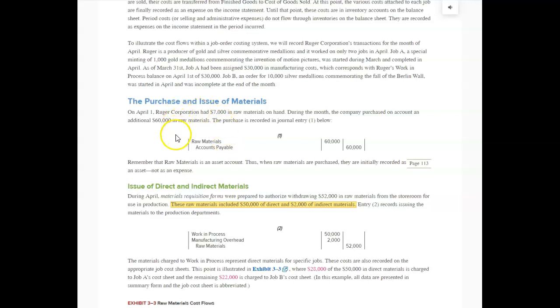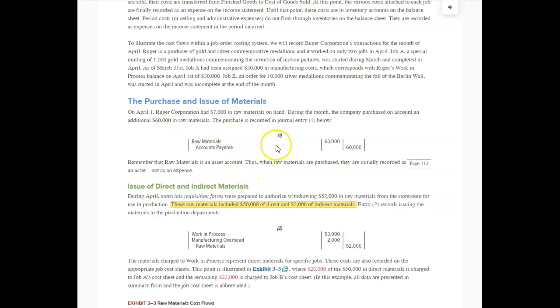Now, this is going to lead us to an example, a more complete example in a minute. And this is telling us that at the beginning of this month, on April 1st, it had $7,000 already on hand in raw materials. And then during April, we purchased $60,000 more. Okay, so we'll see that show up in just a few minutes.